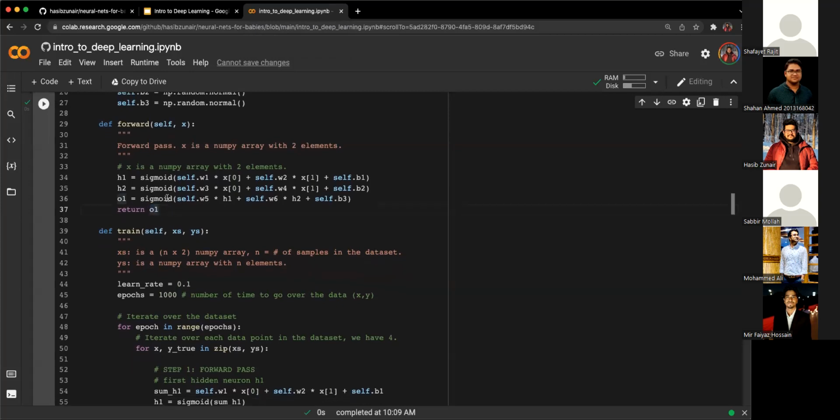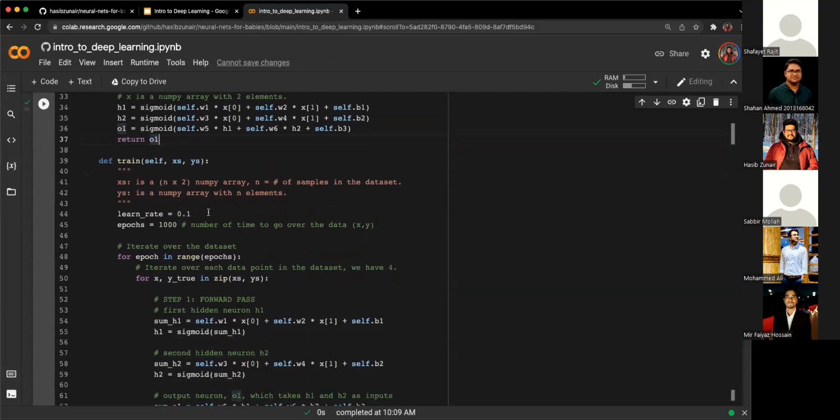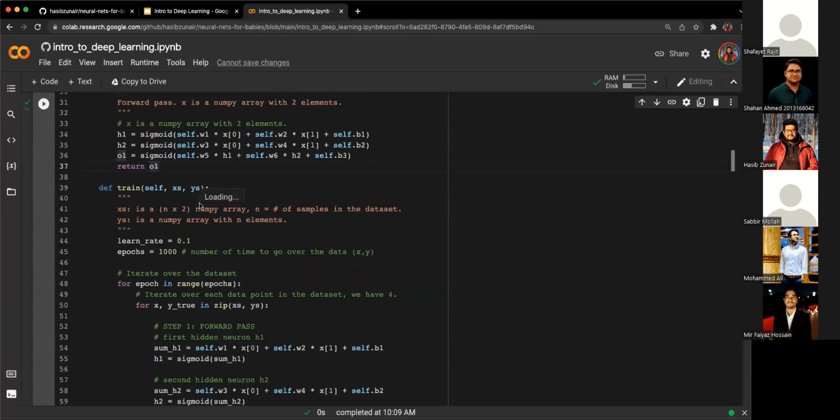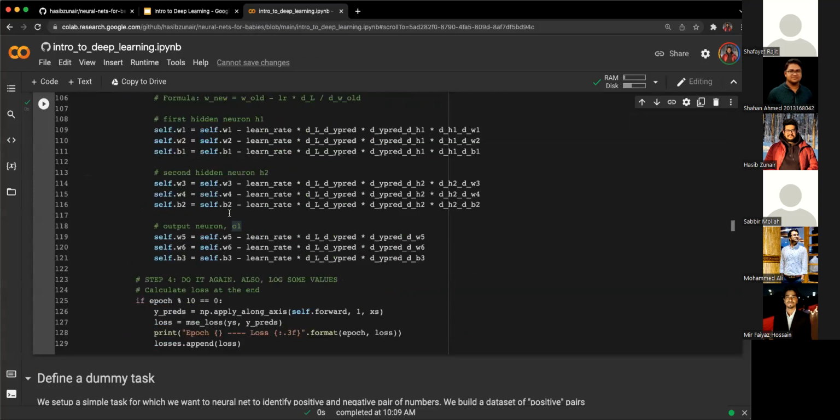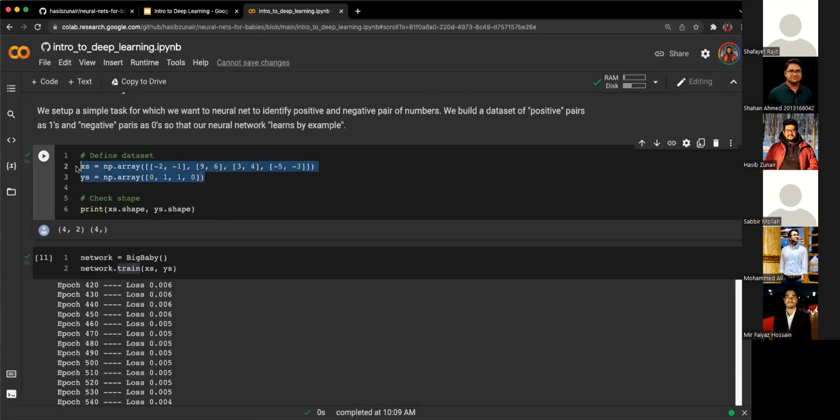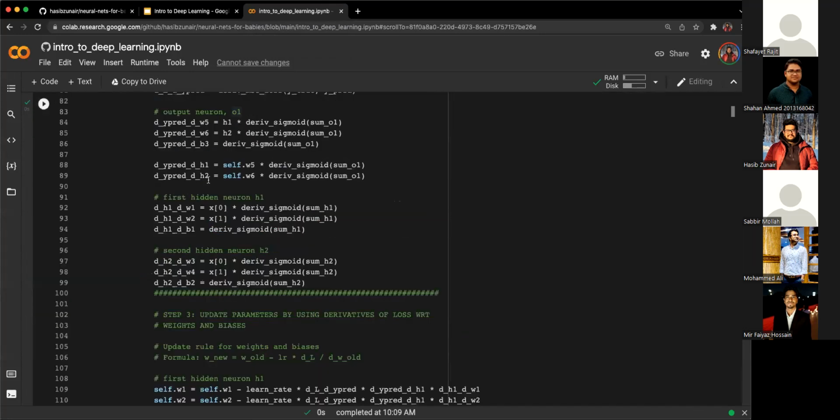Now, once we have the forward pass defined, we are going to train this model so that it fits this data, right? This task where we want to identify whether 2 pairs of numbers are positive or negative.